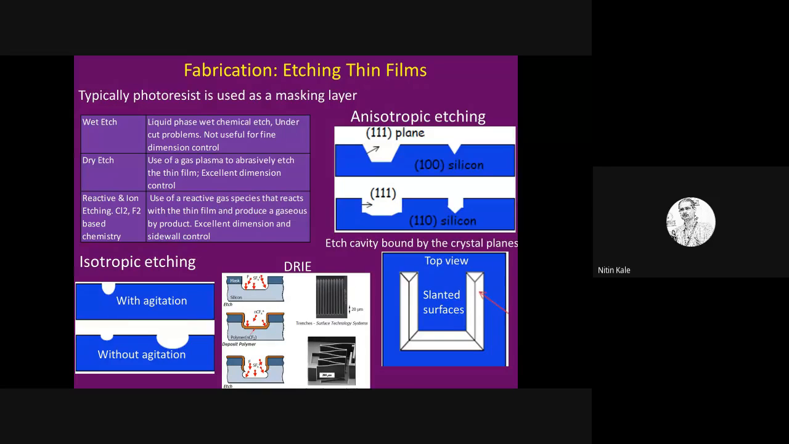You have isotropic etching, which is equidirectional, so to say. Etching is the same in all directions. You have anisotropic etching, where along certain planes the etching rate is very slow, and along certain planes the etching rate is very fast. So those things are possible. You can make different kinds of structures, for example, a notch with anisotropic etching.